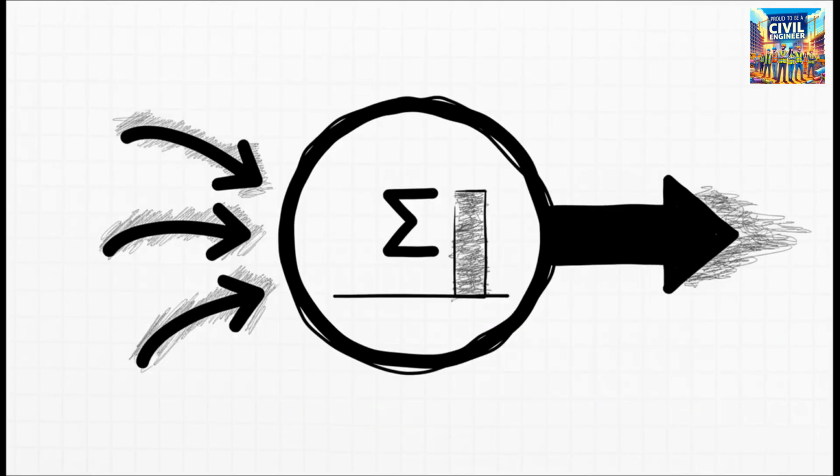So we create an artificial neuron. It's just a simple model of a real one. It basically works like this. It gets a bunch of signals coming in, it adds them all up. And if the total signal is strong enough, if it crosses a certain line, it fires off a signal of its own. It's like a tiny little decision maker.